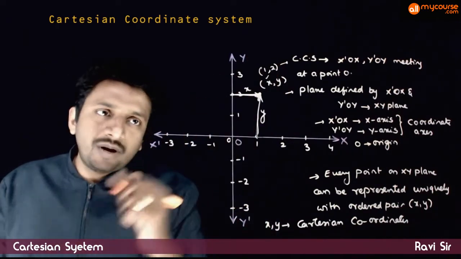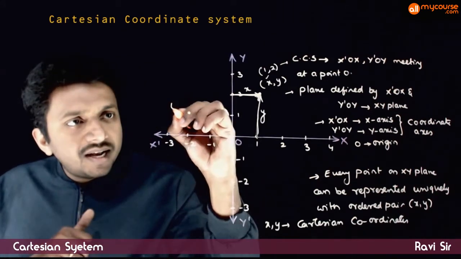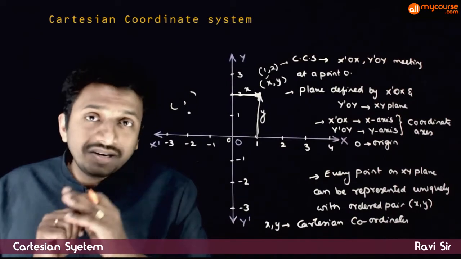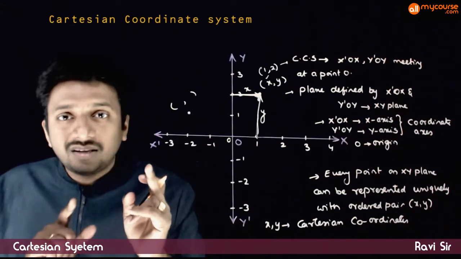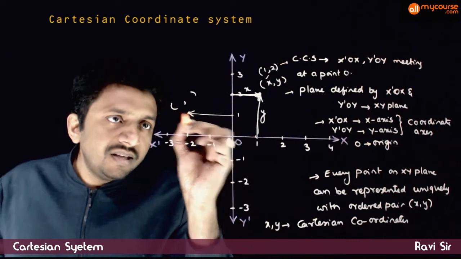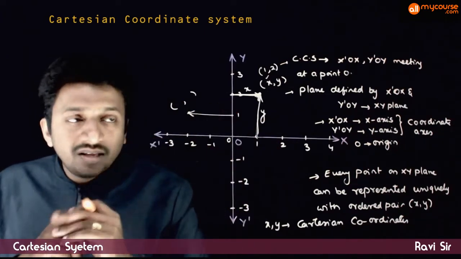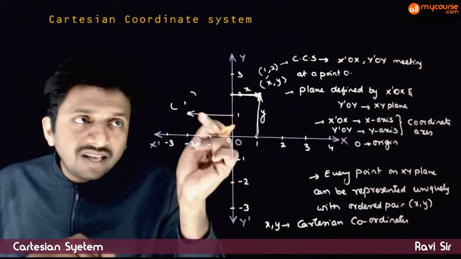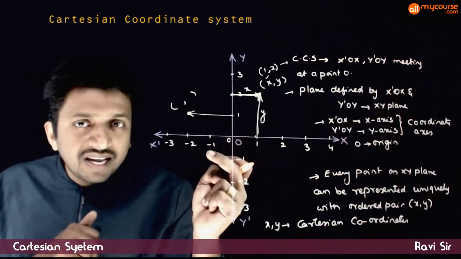If you take any other point, let us take this point, what are the coordinates of this point? Again, there are two coordinates, the x-coordinate and the y-coordinate. The x-coordinate is defined as the distance from the y-axis measured along the x-axis. So this distance will be the x-coordinate. You start from the y-axis and measure the distance. As you can very clearly see, the direction in which you are going is the negative x direction.